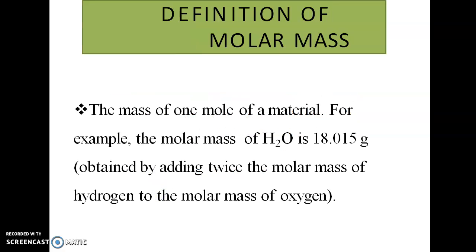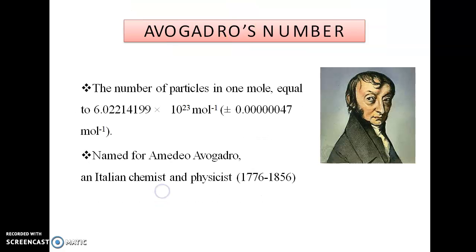Now we see the definition of molar mass. The mass of one mole of a material is the molar mass. For example, the molar mass of water is 18 grams, obtained by adding twice the molar mass of hydrogen to the molar mass of oxygen.